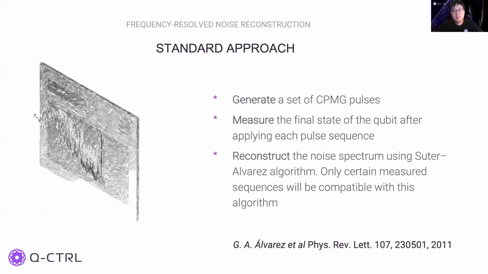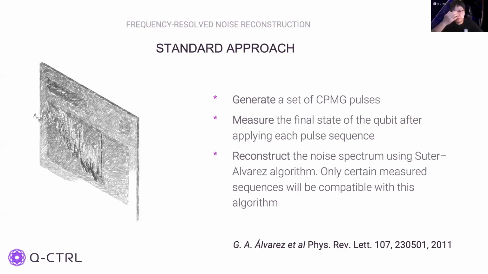Before diving into the details, we briefly talk about the standard way of performing noise reconstruction. For example, to characterize the dephasing noise, it usually consists of 3 steps. First, generate a set of CPMG pulses and measure the final state of the qubit after applying each sequence. And finally, we reconstruct the noise spectra using the standard Suter-Alvarez matrix inversion algorithm.